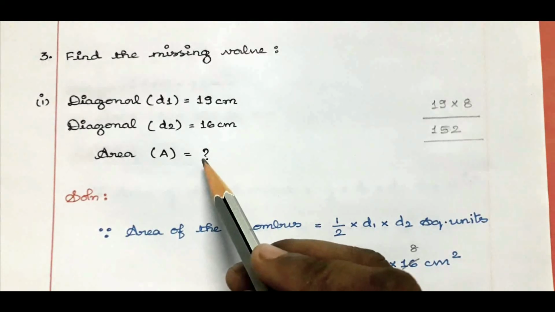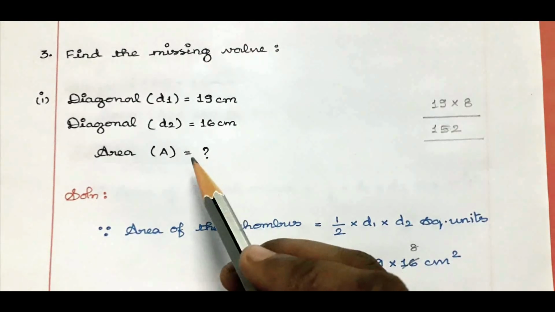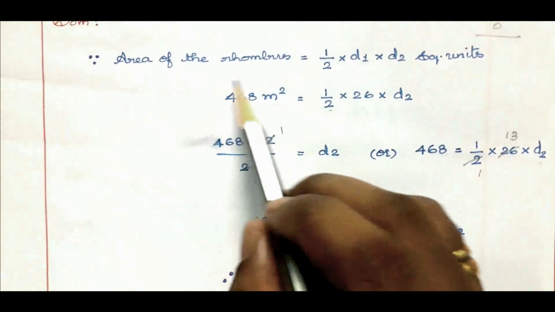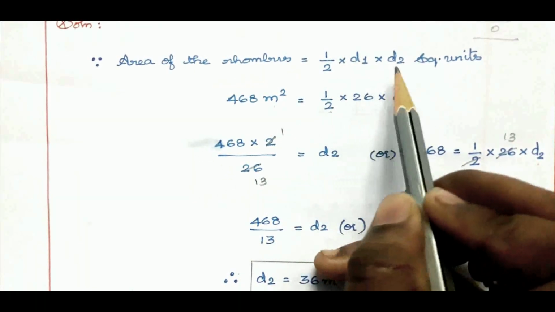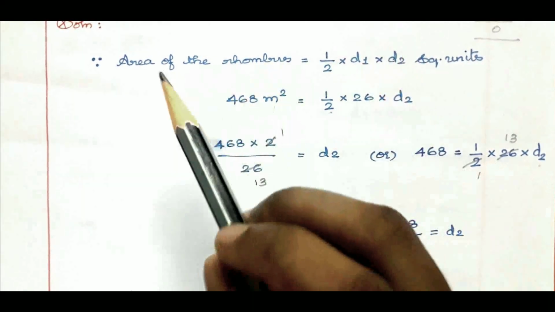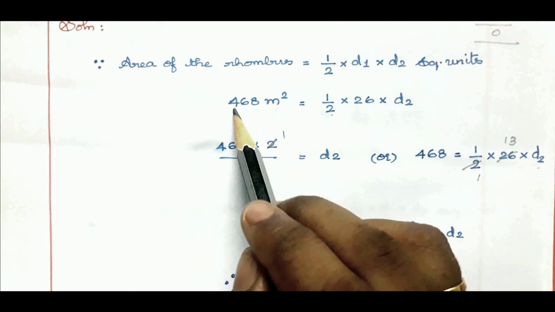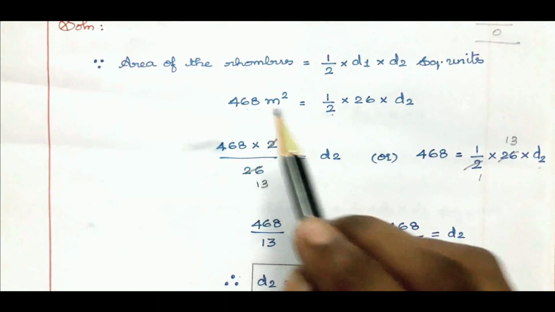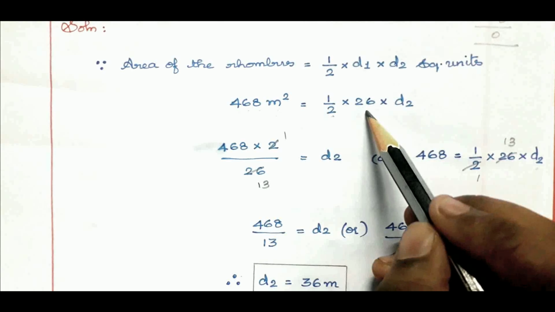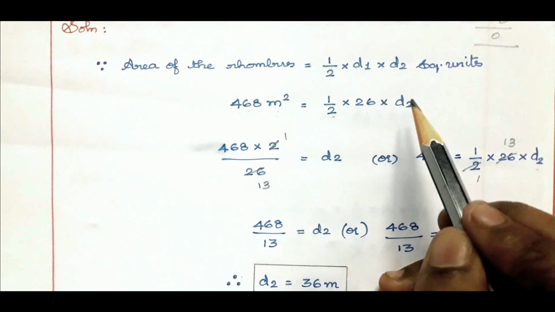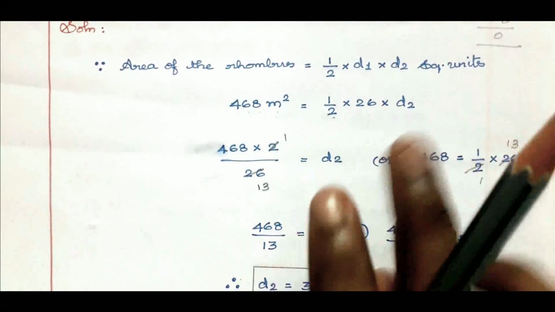Unknown is they have not given the value of the area. Okay. Solution: area of the rhombus is equal to half into d1 into d2 square units, since in the question they have given the diagonals, right? So now the area of the rhombus in the question they have given 468, and half as it is, d1 is 26, d2 is the one which we have to find, and after this we can go with two methods.